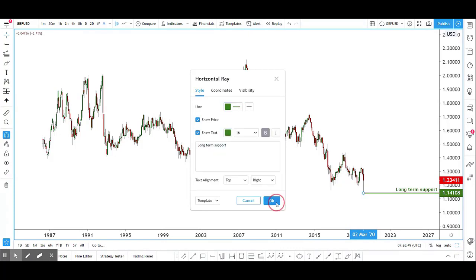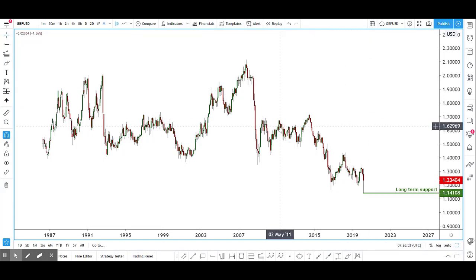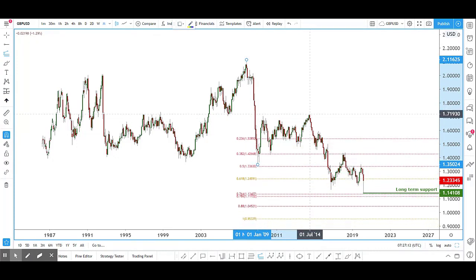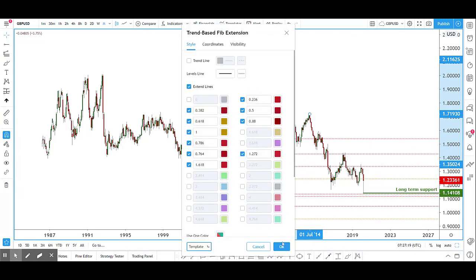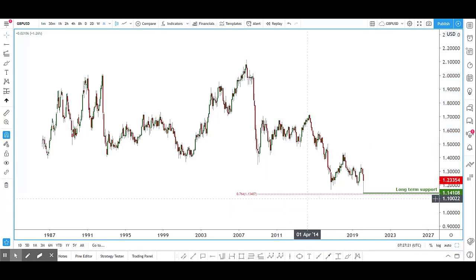So now that we have our long-term support, we want to find Fibonacci levels that are in line with this long-term support to give further strength and confluence to this level, right? Because there's really no other lower levels that we can do a retracement from. I want to do a Fibonacci extension from this swing high here to this low, and then to the next swing high here. And we see that the long-term support actually falls in line with the 76.4 level. So this could be a strong long-term support.